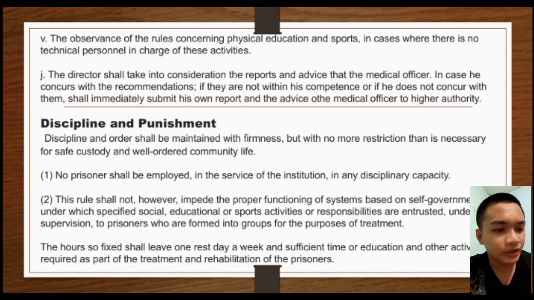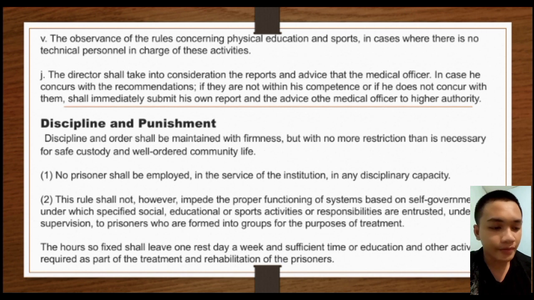G. The director shall take into consideration the report and advice of the medical officer, and in case he concurs in the recommendations made, shall take immediate steps to give effect to those recommendations. If they are not within his competence, or if he does not concur with them, he shall immediately submit his own report and the advice of the medical officer to the higher authority.